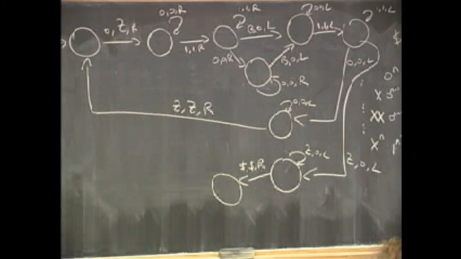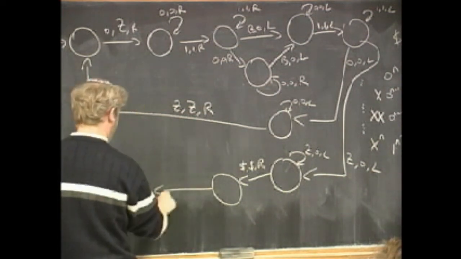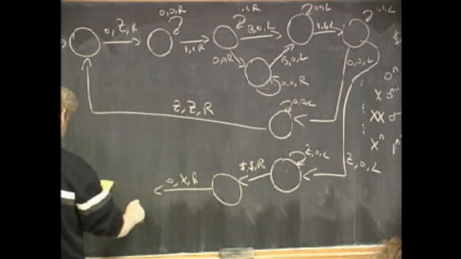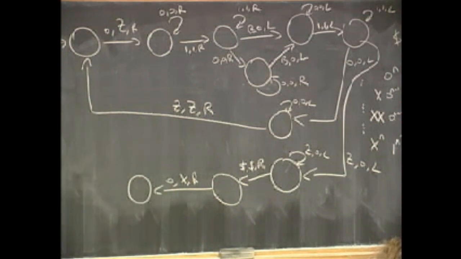Before we go back to the top, we have to remember that we just did this inner loop once. So we got to mark one of those zeros with an X. 0, X, R. Okay? Mark one of the zeros with an X. Then what?